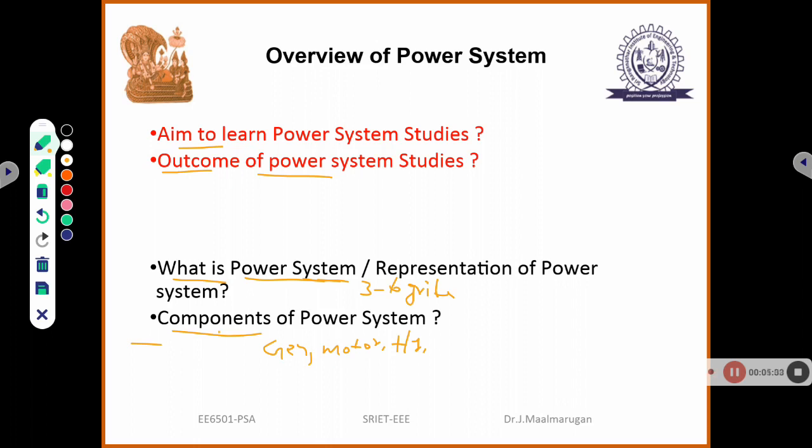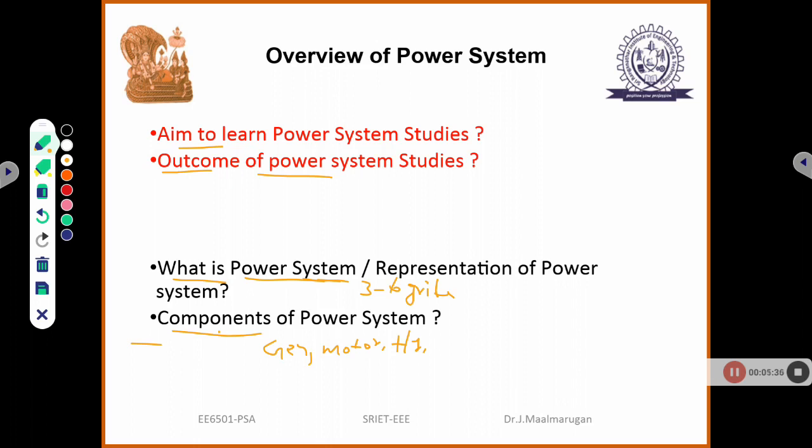Once again I am telling you the aim of studying the power system: to become familiar with different aspects of power system components. The outcome is that once you understand the concept of power system entirely, you can design a new power system, from generation to the distribution side. You can easily create an erection of a power system. That is important. Power system is very important for electrical engineering students.